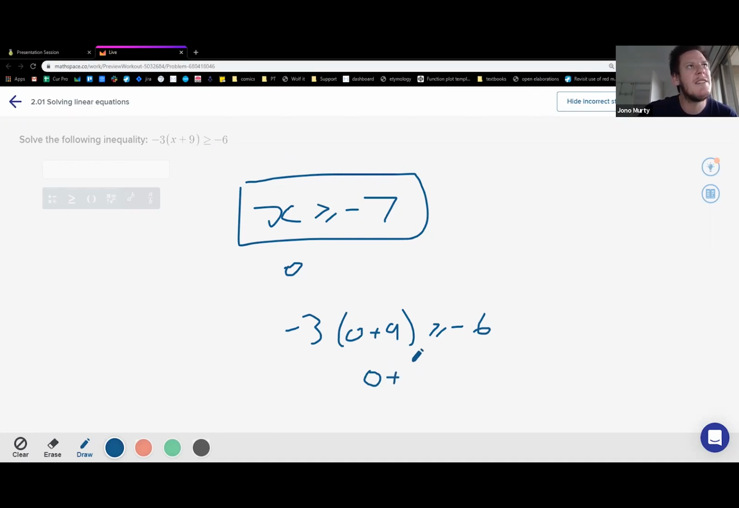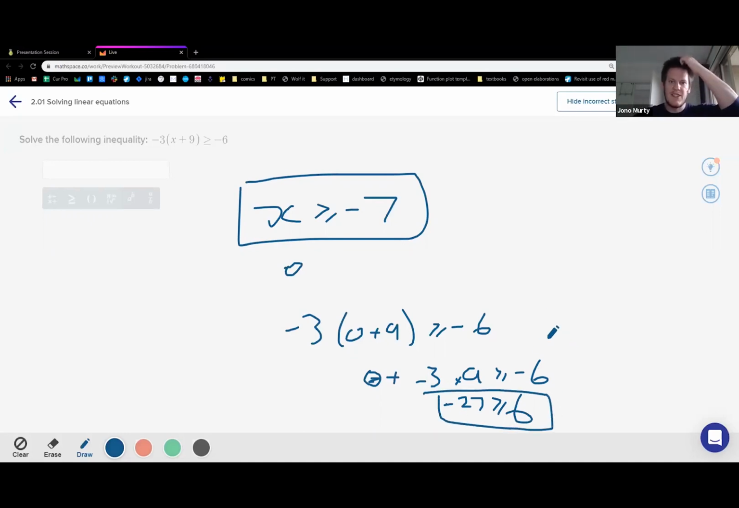Oh, actually, do I want to do that? Oops, sorry, I'll put minus 3. Let's evaluate that. Minus 3 times 9 is minus 27. So I end up with this final answer. Minus 27 is greater than or equal to 6. It's clearly not. So what's going on here?